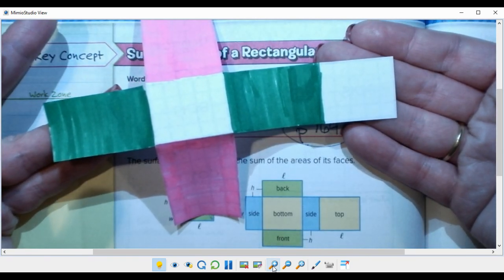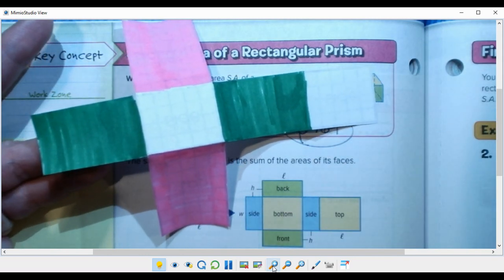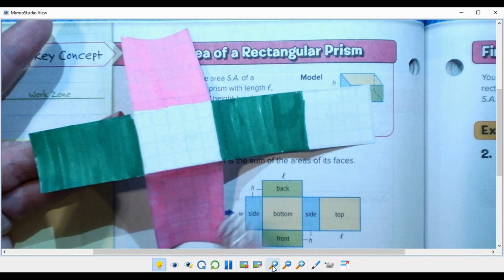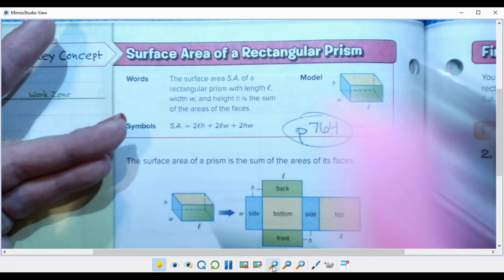Add them all up. That would be fine. You could find 3 of them, add those up, and then double it because there's 2 of each of those. Or if you didn't want to go through the headache of having to do individual rectangles, there's a formula.